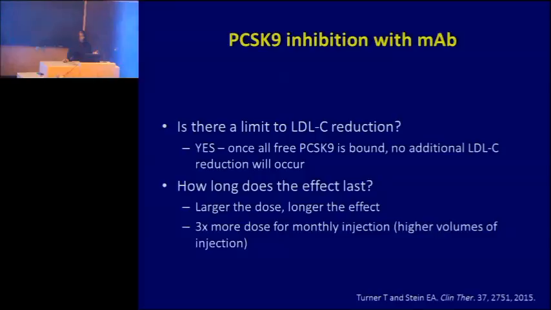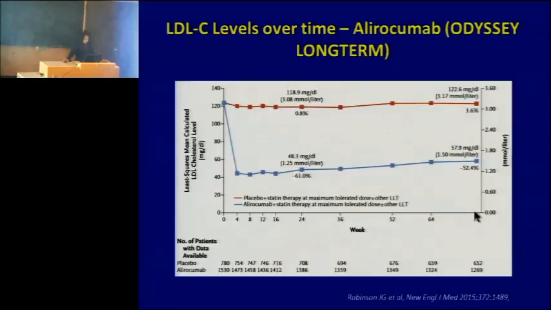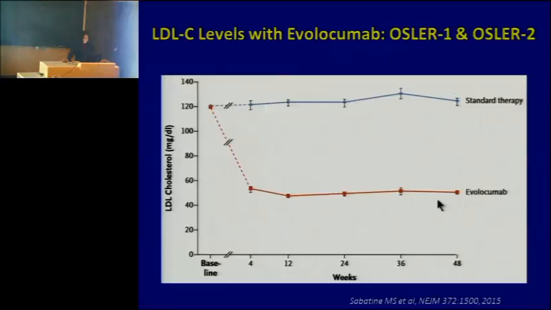So what about over time? The Odyssey long-term study looked at this, and at 78 weeks, you can see that there's a persistent reduction in the LDL cholesterol levels, and the levels attained were 48 milligrams per deciliter and about 119 in the placebo-treated group. And similarly with evolocumab there's a persistent reduction; this is about 52 weeks, and 78 weeks is the longest that we have duration-wise.